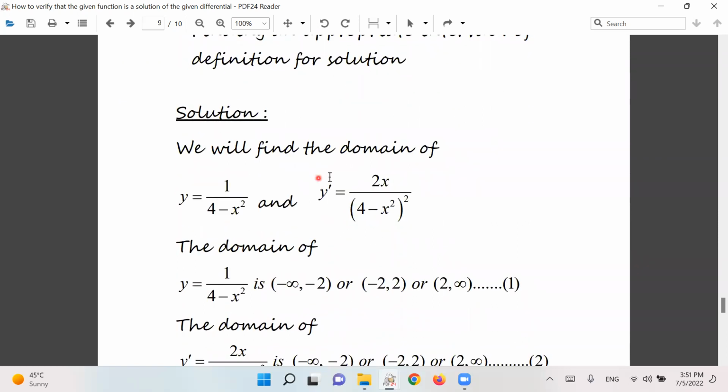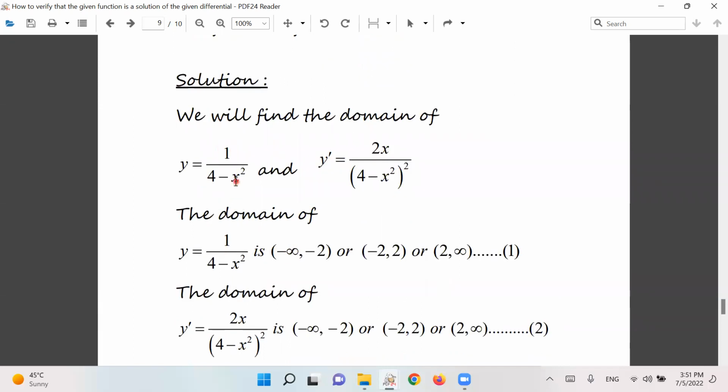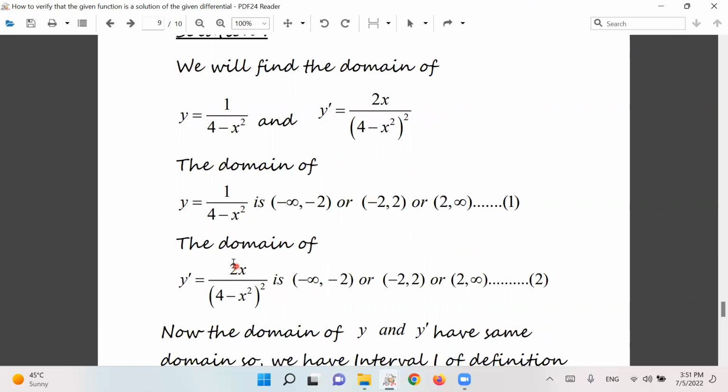Now, in order to find the appropriate interval I of the definition for the solution, we have to find what? We have to find the domains of y and y dash. So in order to find the domain of y and y dash, we are going to see first y, what values of x we will substitute so that we can get a real valued function. We must not get an undefined function. We must not get a complex number also. So we have to check.